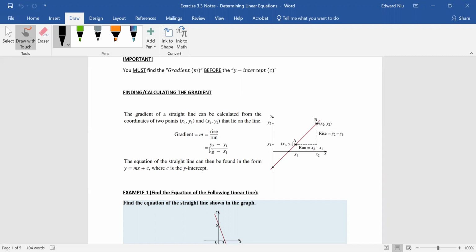Using the formula, the B coordinate's y value take away the A coordinate's y value, divided by the B coordinate's x value take away the A coordinate's x value. That's represented by y2 take y1 divided by x2 take x1. The higher point is always going to be x2 and y2. The lower point, the point that's lower in the Cartesian plane, is always going to be x1 and y1. That's just for your reference later on.